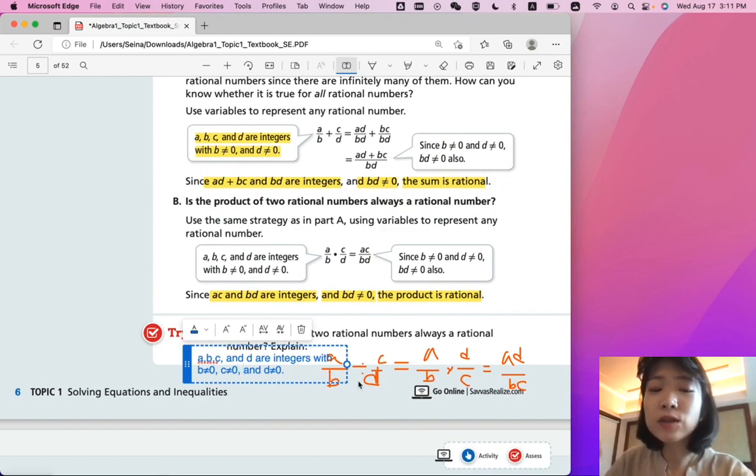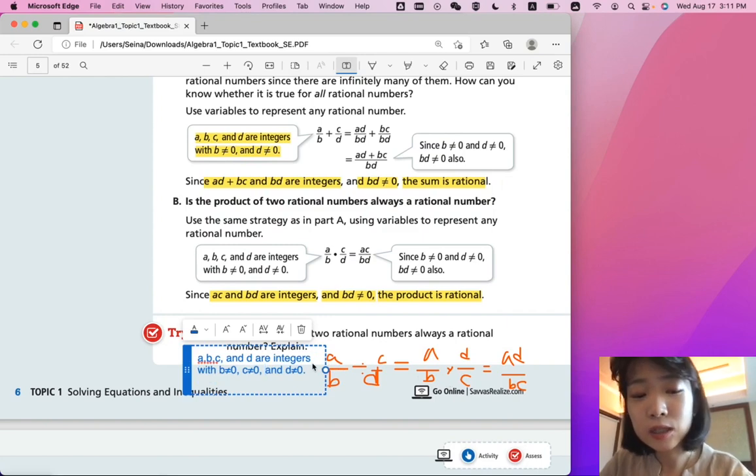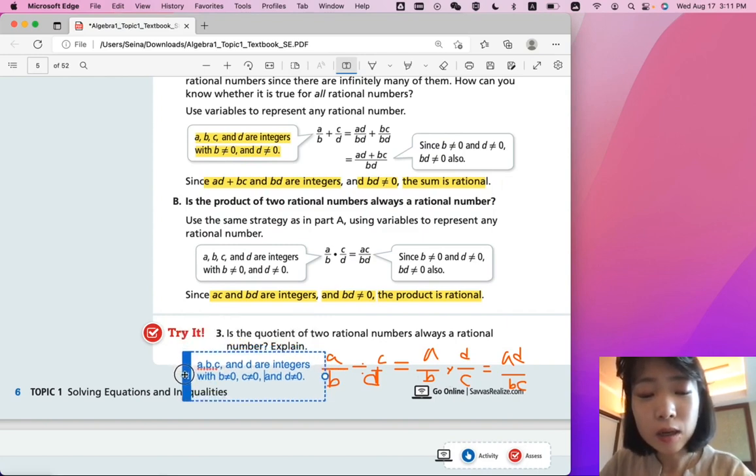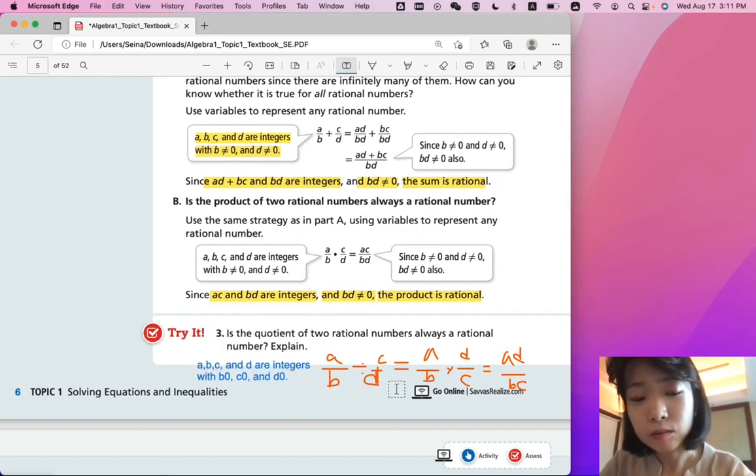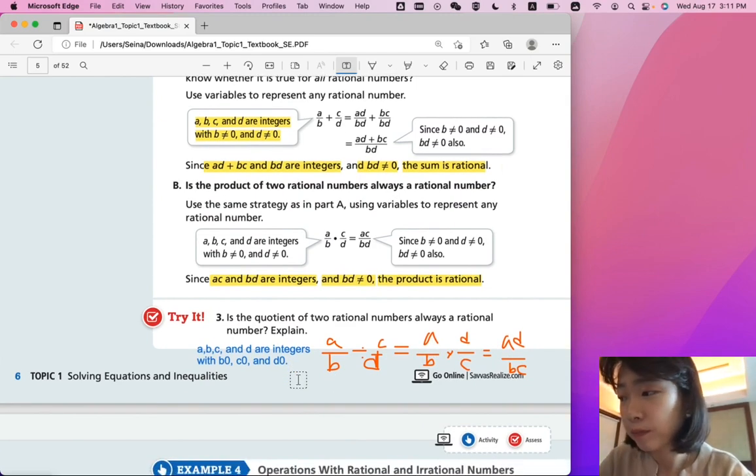Okay, and then you can make it true. So A, B, C, and D are any integers with B and C and D not being a 0. Okay, so if A is a 0, then you get an answer of 0, and that's still a rational number, so that's fine. But we do need a little bit more of a restriction here.